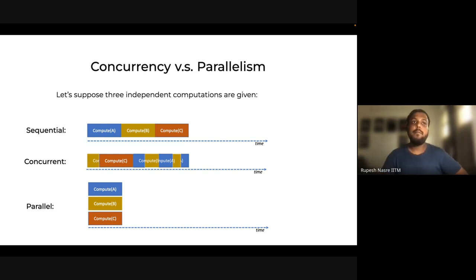Okay. So let's suppose compute A is dependent on compute B. Can we now execute these three in parallel? Anyone? Let's suppose compute A is dependent on compute B, right? Now can we execute all these three in parallel? No, right? We have to first compute B, then we have to compute A. Good. Okay.